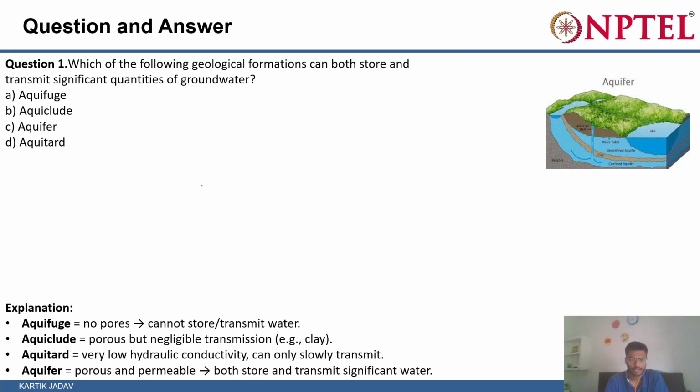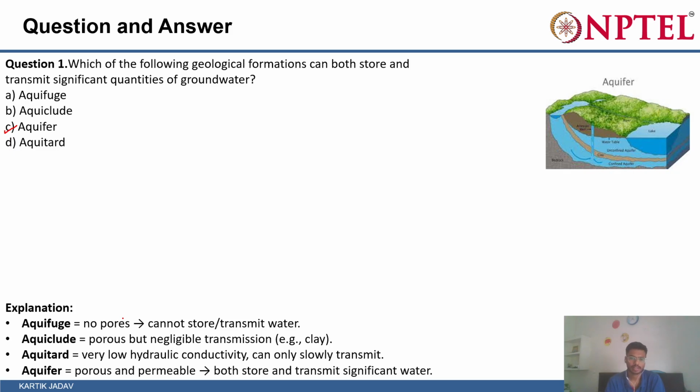Know that aquifer is the correct answer to this question, as it has both storage and transport properties. While the geological formation given here, aquifuge, does not have any pores, so it cannot store and transport water. While when we have aquifluid, it is porous but has a negligible transmission property.